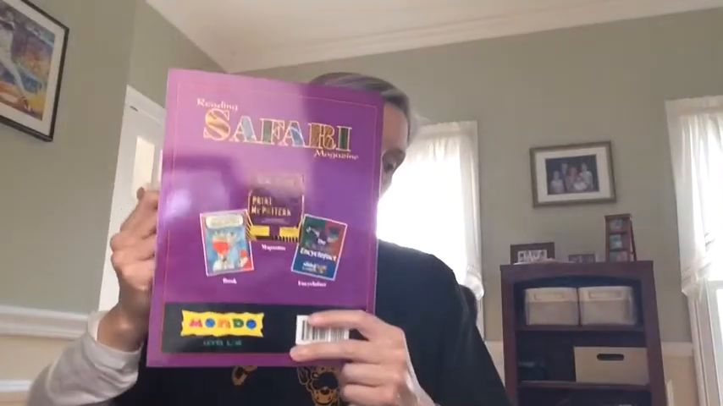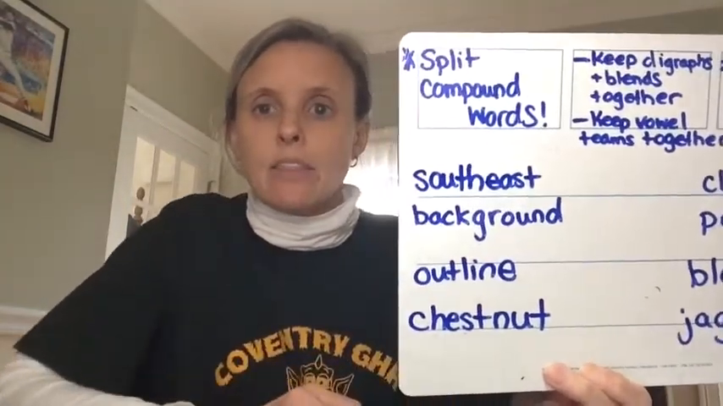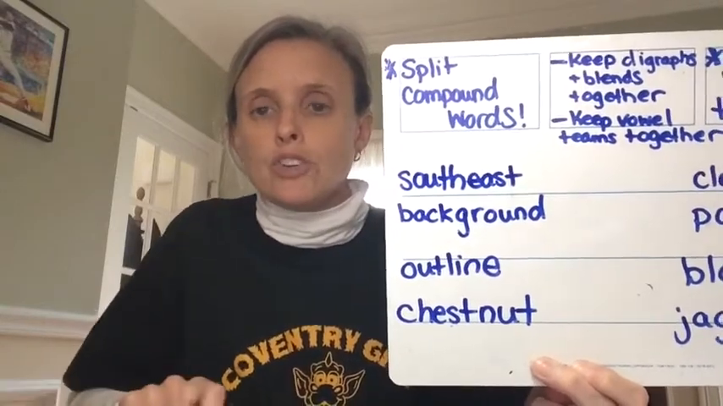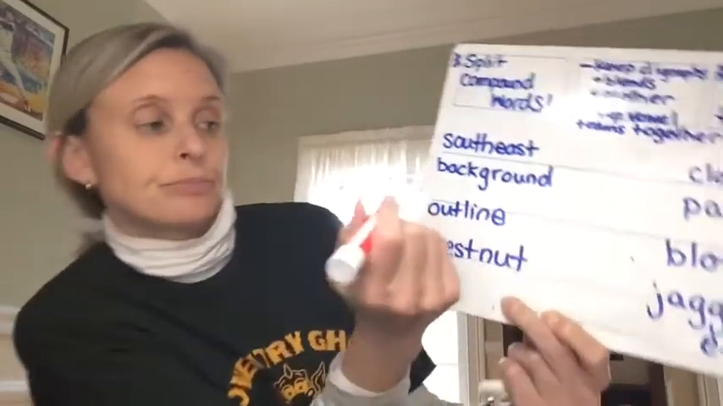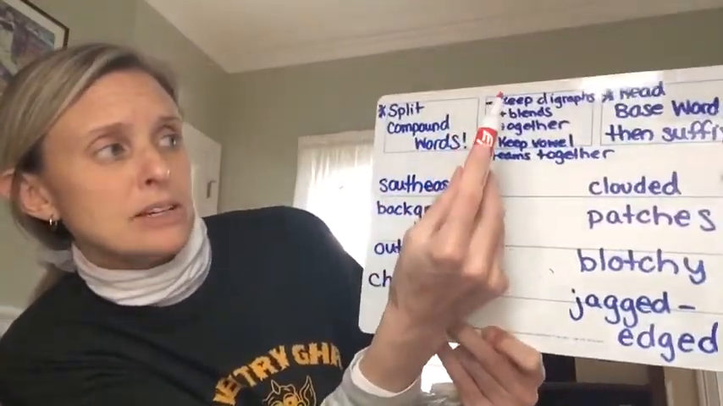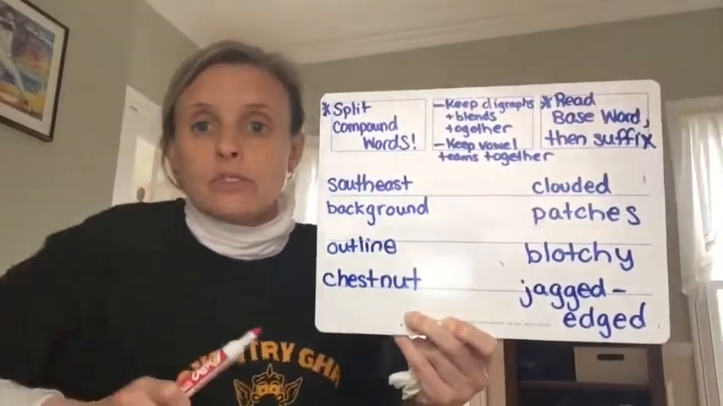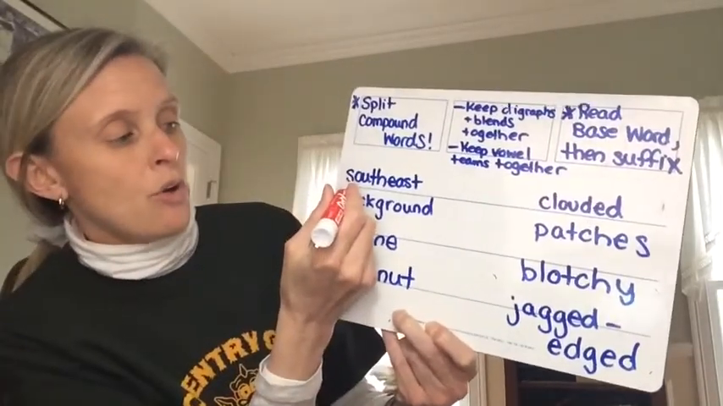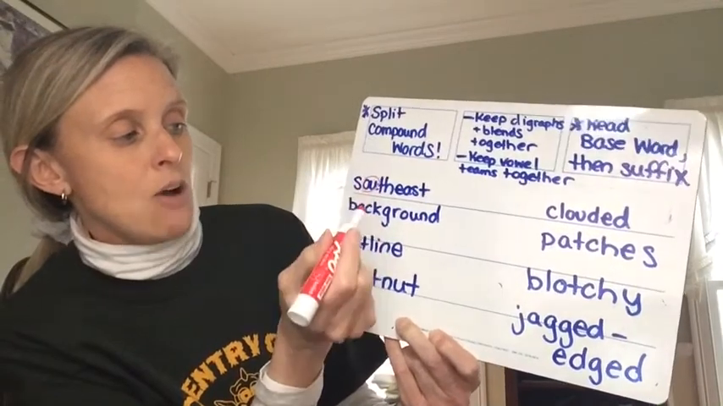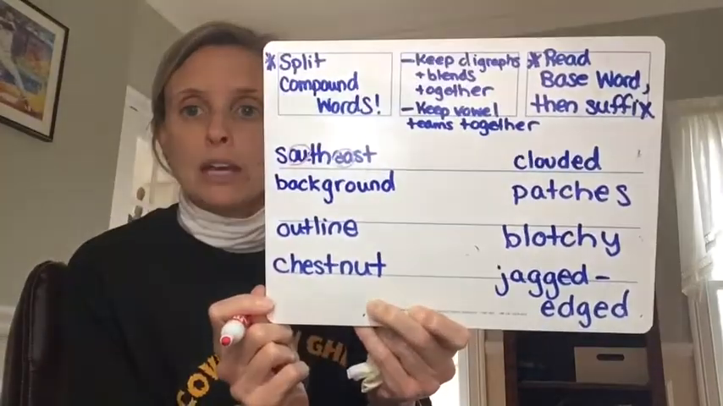So one thing I want you to keep in mind, because there are some difficult words. Try to remember to split the compound words, because if you see a larger word, maybe it's a compound word, and that would help you out. So for example, my tips are to keep the digraphs and blends together. If you see some digraphs and blends, usually they stay together. And keep your vowel teams together. Okay, so we know OU is a vowel team that says ow, and EA is a vowel team that says E, so we're going to want to keep those together.